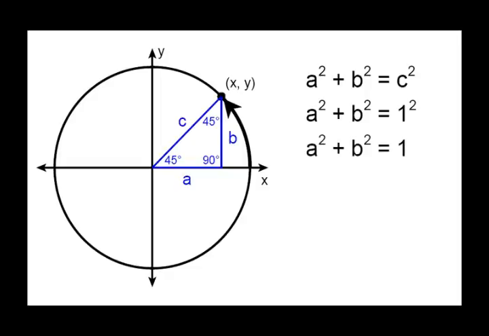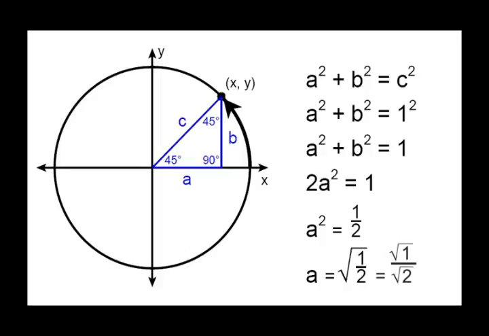We also know that side A and side B have the same length, so we can rewrite our formula as 2a squared equals 1. Divide both sides by 2, and we have a squared equals 1/2. Take the square root of both sides, and we have a equals the square root of 1/2, which equals the square root of 1 over the square root of 2, or 1 over the square root of 2.